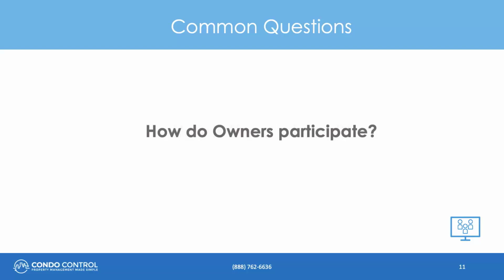How do owners participate? Owners will participate in the meeting using two different methods. To participate during any motions, to nominate themselves for a position on the board, or to ask a question, owners will use Zoom's Raise Your Hand functionality. The moderator will go over the instructions on how to use this functionality at the beginning and throughout the meeting.